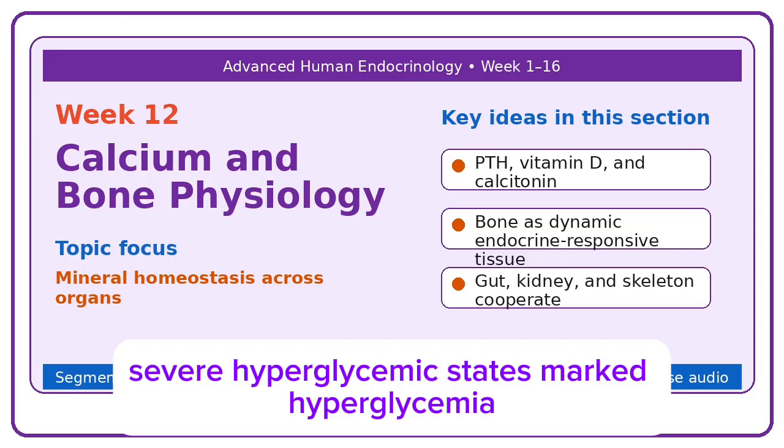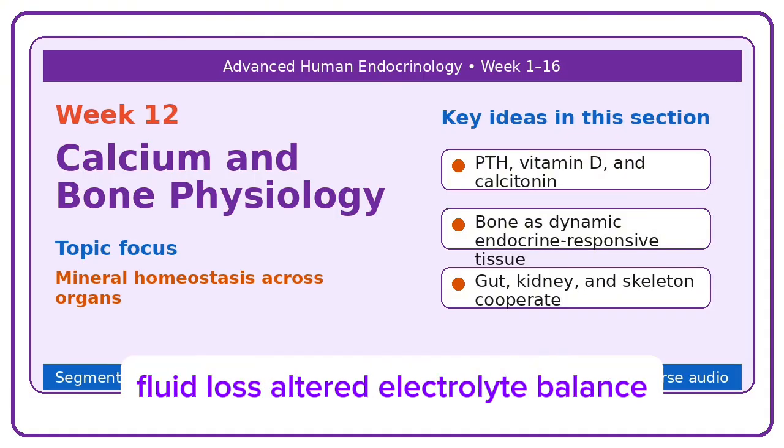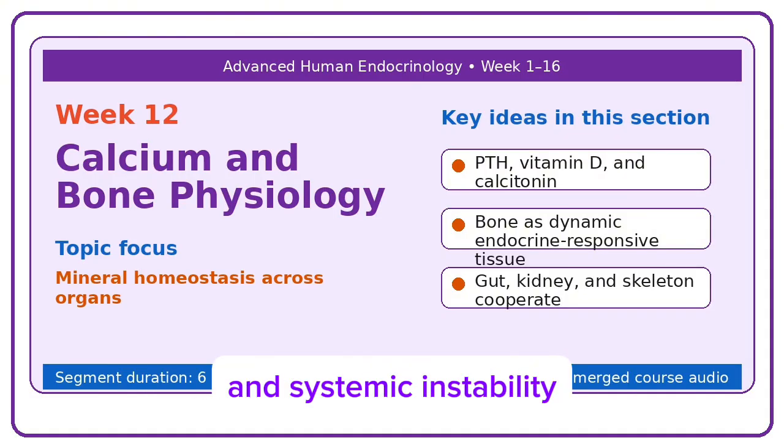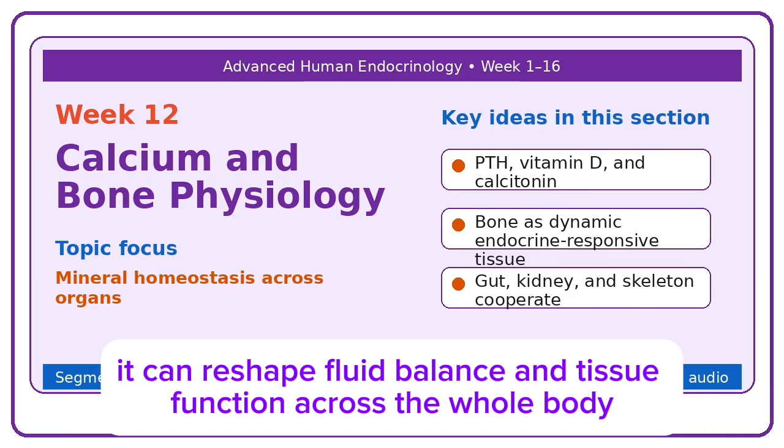Severe hyperglycemic states. Marked hyperglycemia can produce osmotic stress, fluid loss, altered electrolyte balance, and systemic instability. These states show that glucose excess is not chemically neutral. It can reshape fluid balance and tissue function across the whole body.